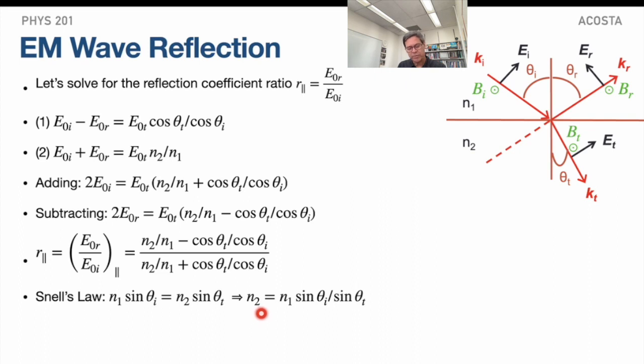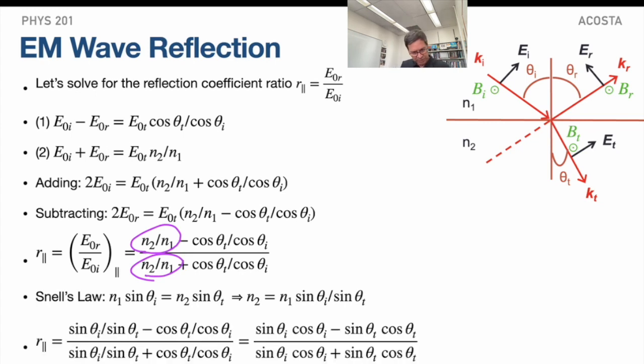So N2 over N1 is just going to be this ratio of sines. I can take this ratio of sines and plug it in here and here. I'm plugging in that ratio of sines to be N2 over N1. And so I have sine theta I over sine theta T, in both numerator and denominator, and then the same terms that were there: minus cos theta T over cos theta I, plus cos theta T divided by cos theta I.